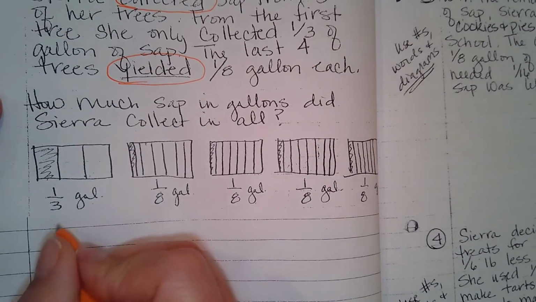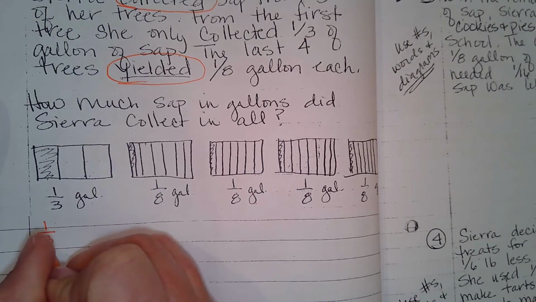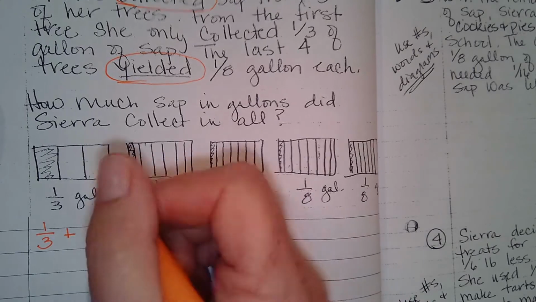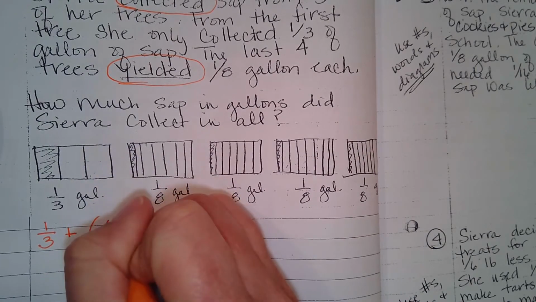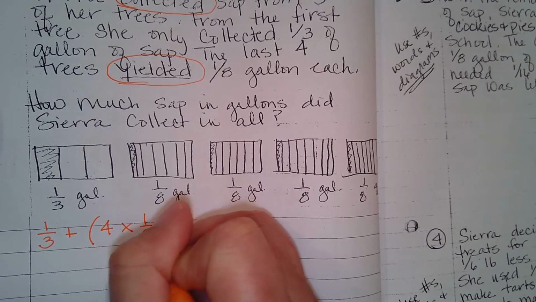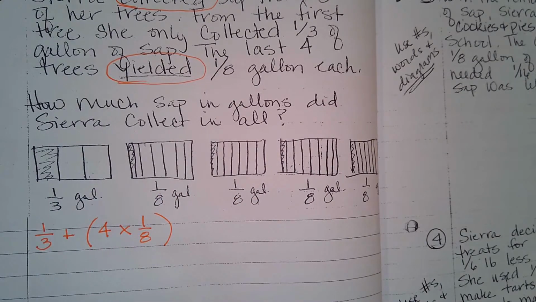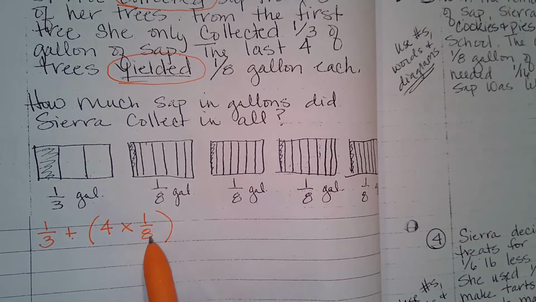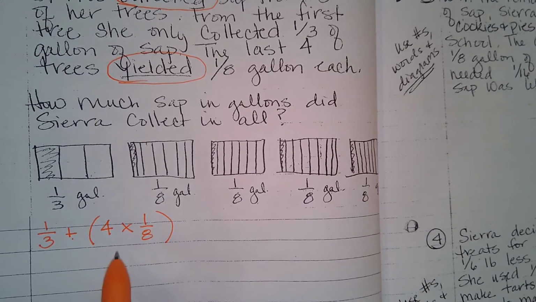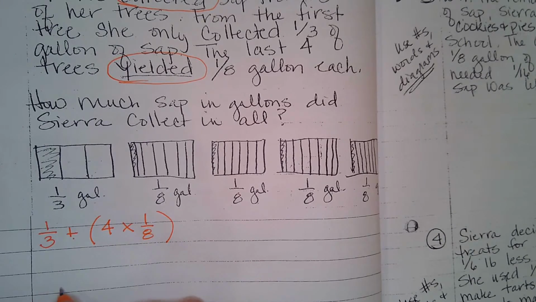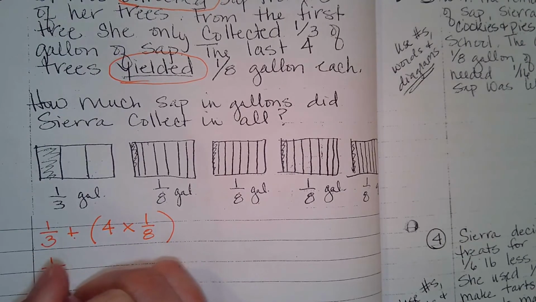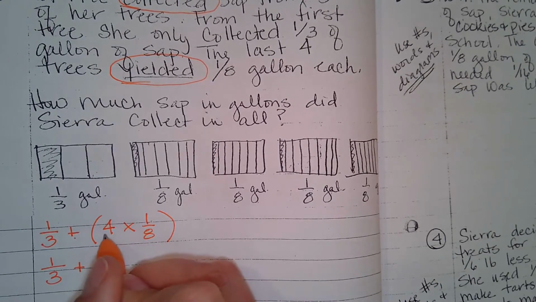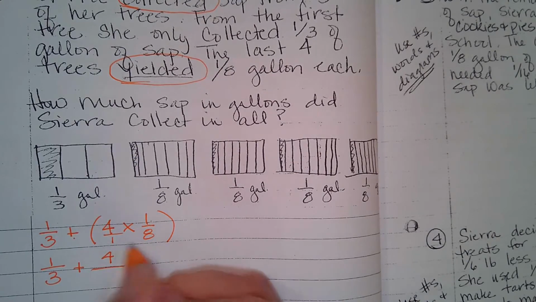All right, so I'm going to go 1/3 plus. Now this is where we go algebra right here. This is where we get fancy. We're going to go 4 times 1/8. So 1/3 plus 4 times 1/8. Remember what we know about PEMDAS, you always start with parentheses, right? 1/3 plus 4 times 1 is 4. And remember, there's just a 1 under there when you're multiplying. So 1 times 8 is 8.